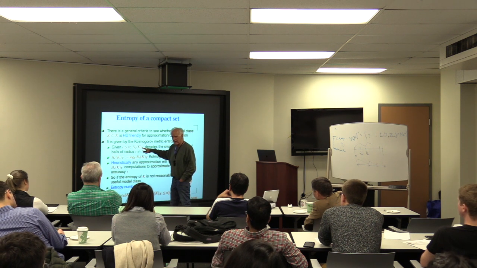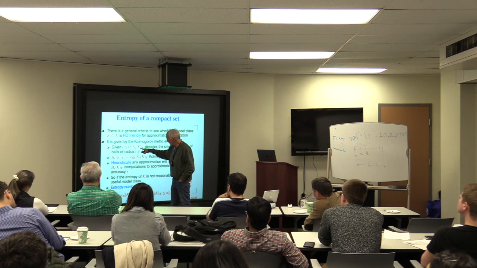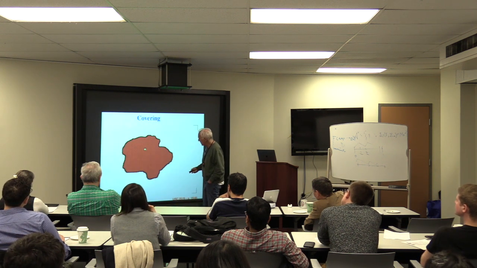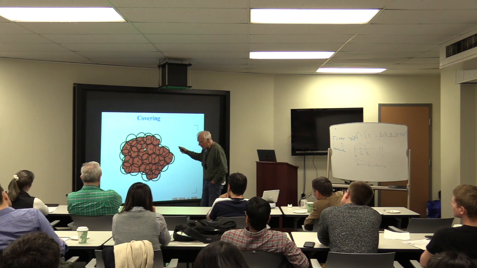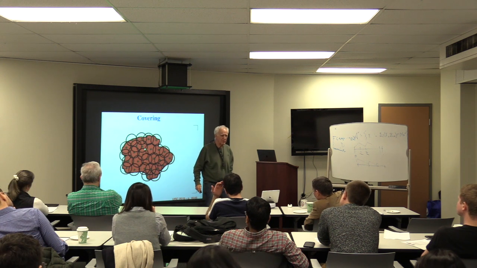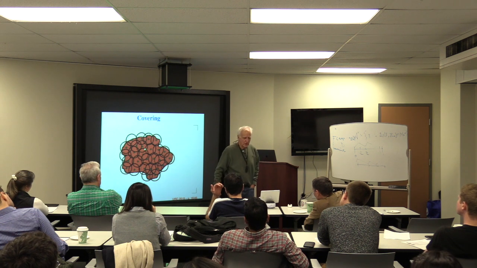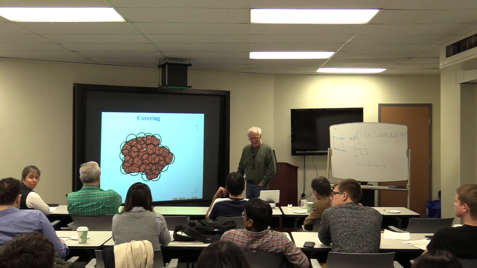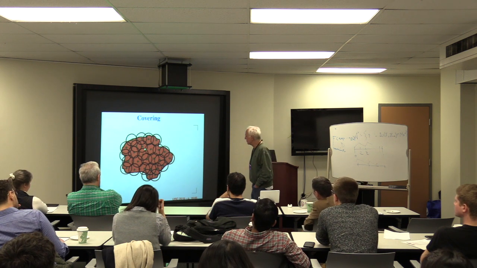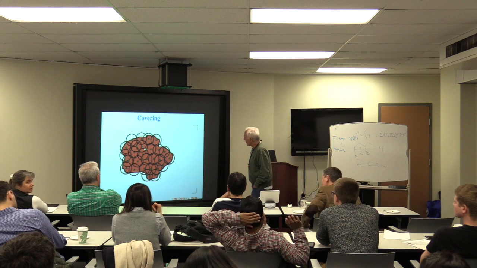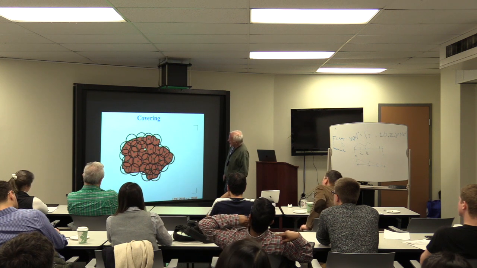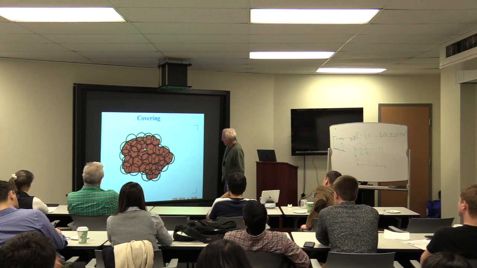How many balls? N of epsilon. How many balls do I need to cover K? I put in some other topology. Y should be X, I think. And then the logarithm of that is called the entropy. It's the analog of physical entropy, the entropy in physical systems. This was Kolmogorov's deterministic analog of the usual entropy in learning and physics and statistics and other areas.